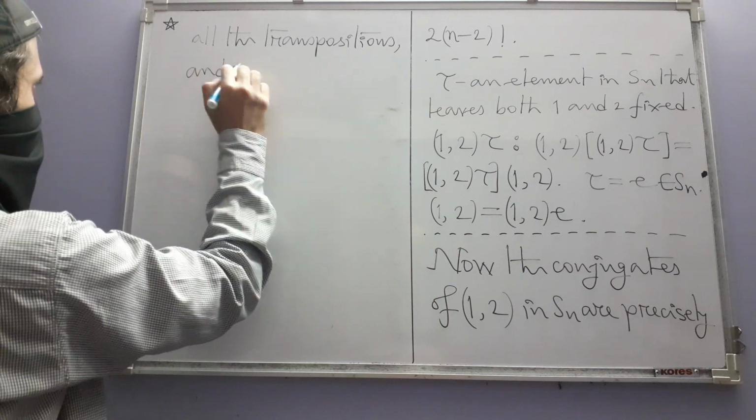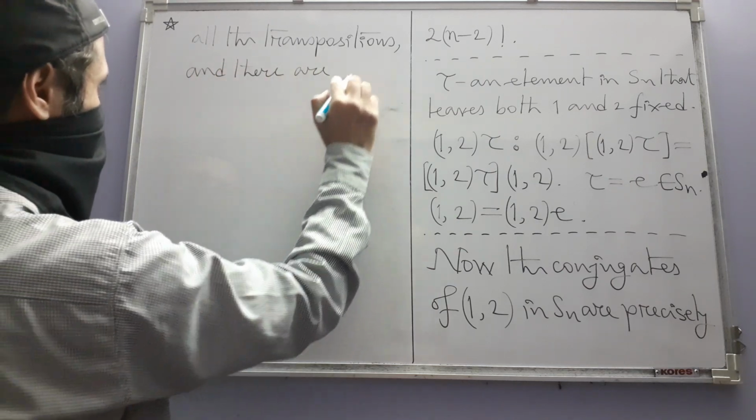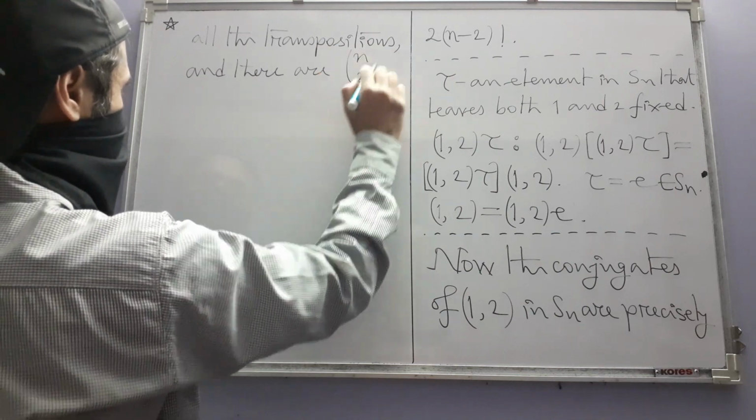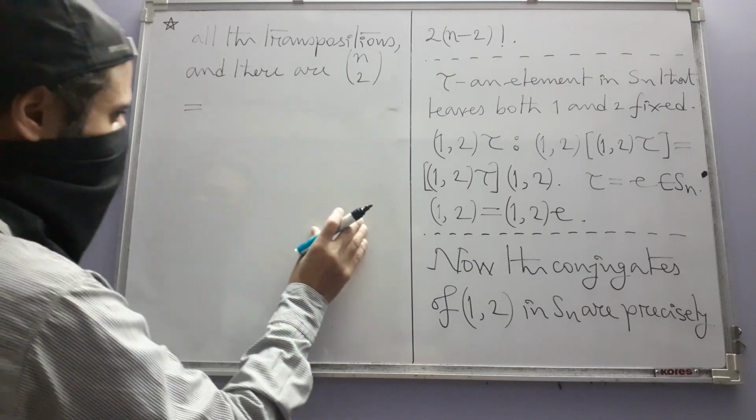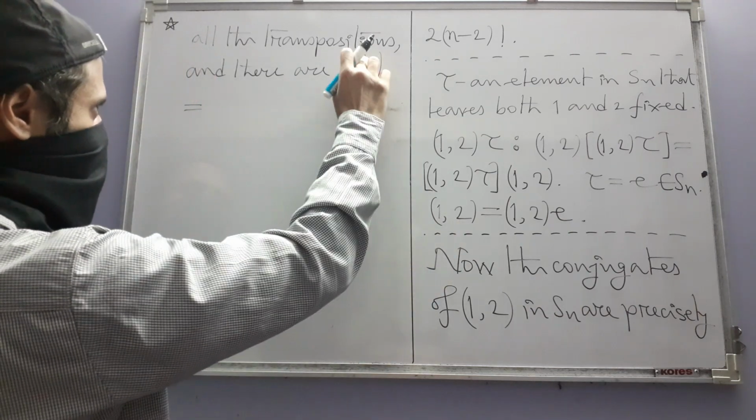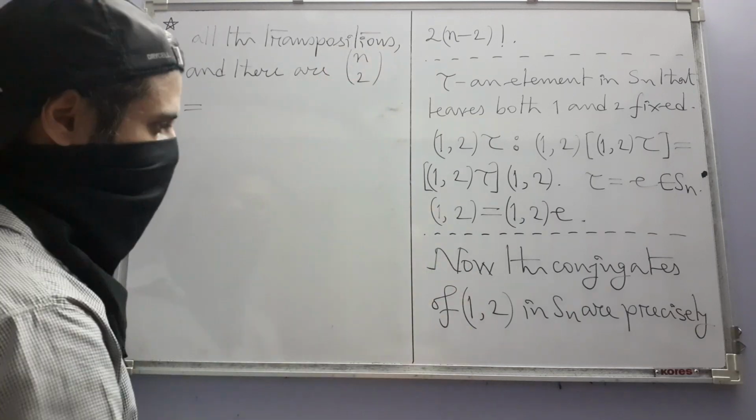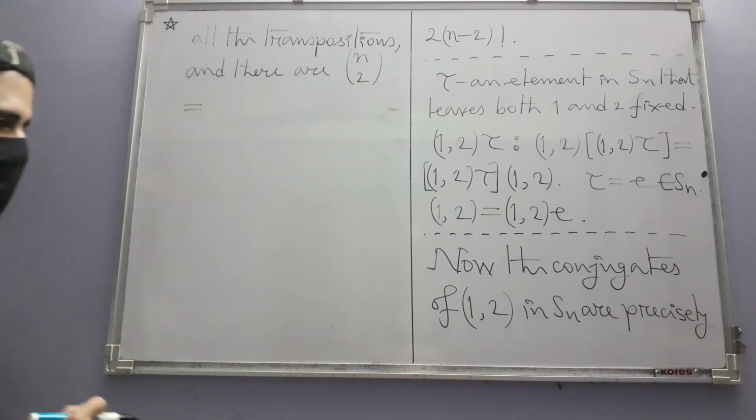And there are, how many of them are there? N choose 2. There are n symbols, out of which you can choose 2 symbols to create a transposition. But why are we counting the number of combinations? Are we not supposed to count the number of permutations?